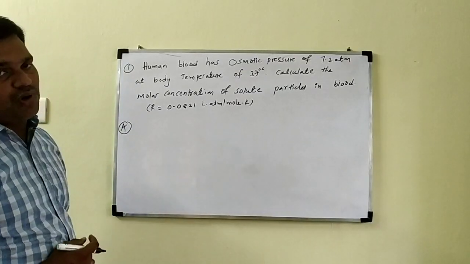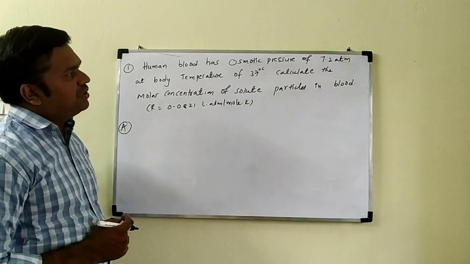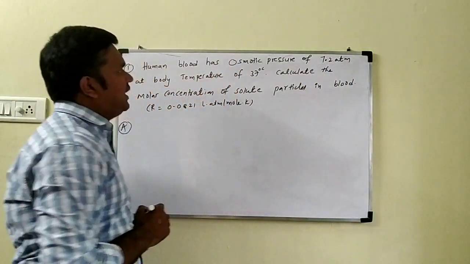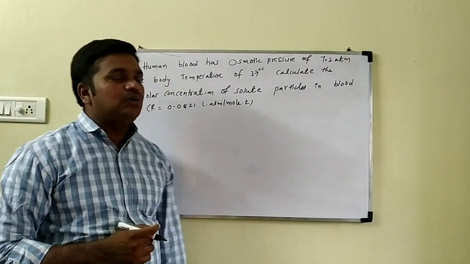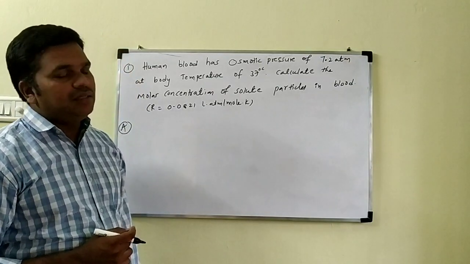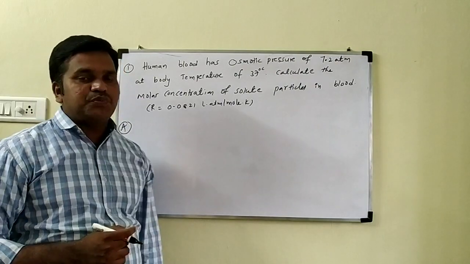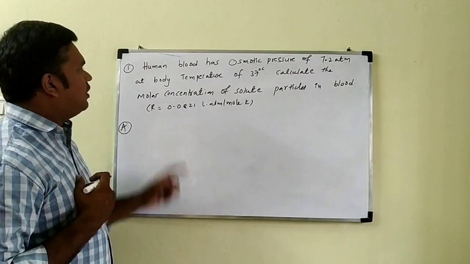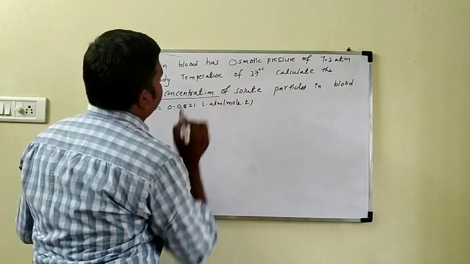Now let us see one problem on osmotic pressure. Human blood has an osmotic pressure of 7.2 atmosphere at a body temperature of 37 degrees Celsius. Calculate the molar concentration of solute particles in blood. R is given as 0.0821 liter atmosphere per mole Kelvin. So in this question we have to find the molar concentration of the solute particles.